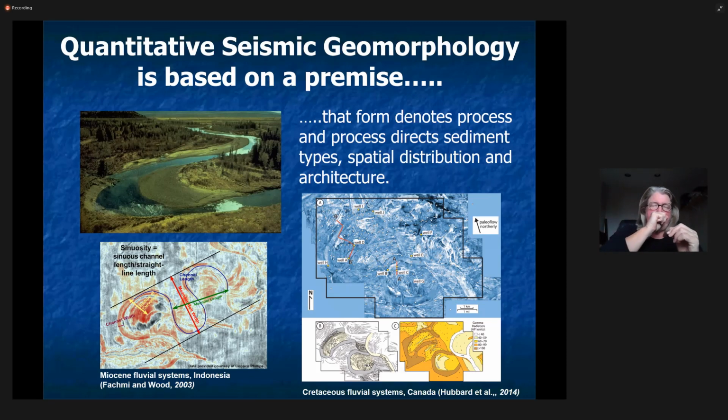And so this idea that geomorphologically we can measure channel width versus depth, we can look at the radius of curvatures. We can look at the sinuosity of a channel system. We can look at the length versus width of lobes and the shape of barchan versus transverse dunes and things. And we can say something about the nature of those.